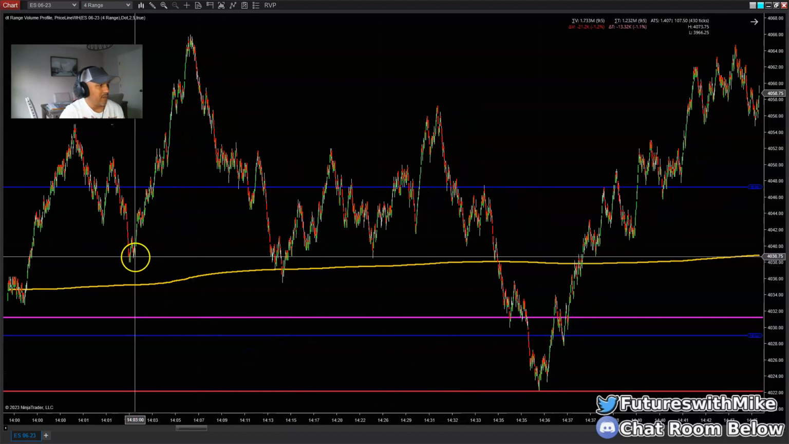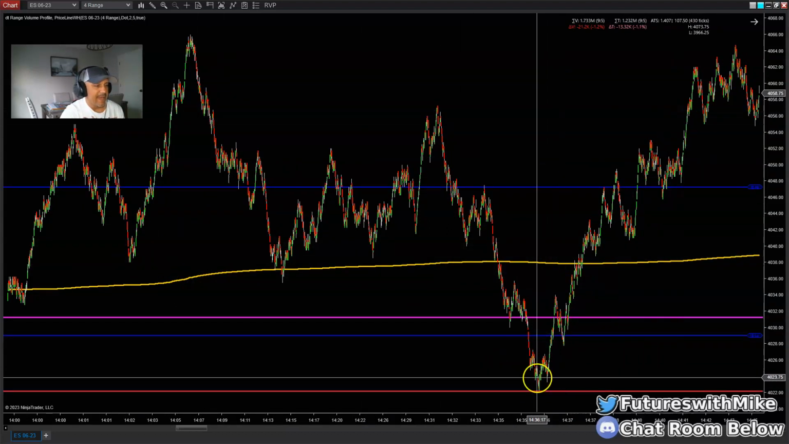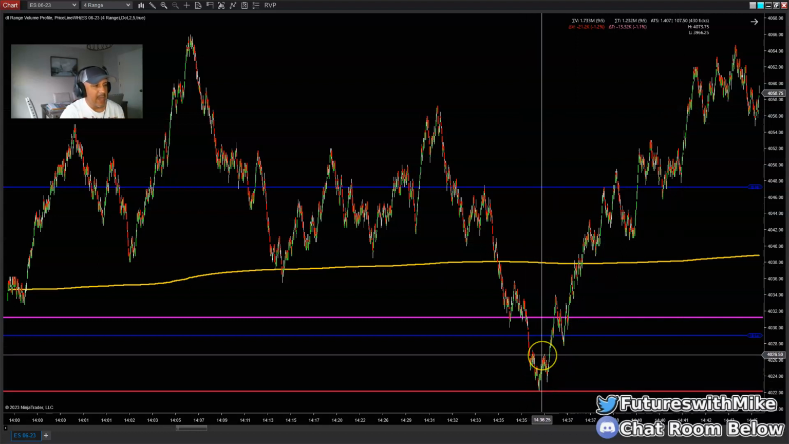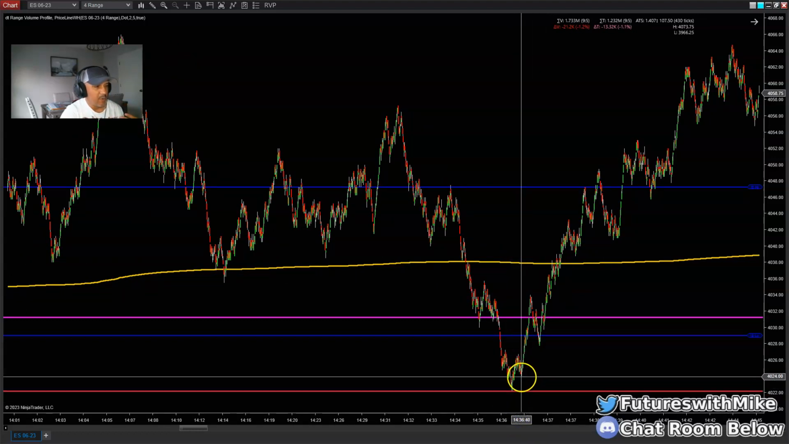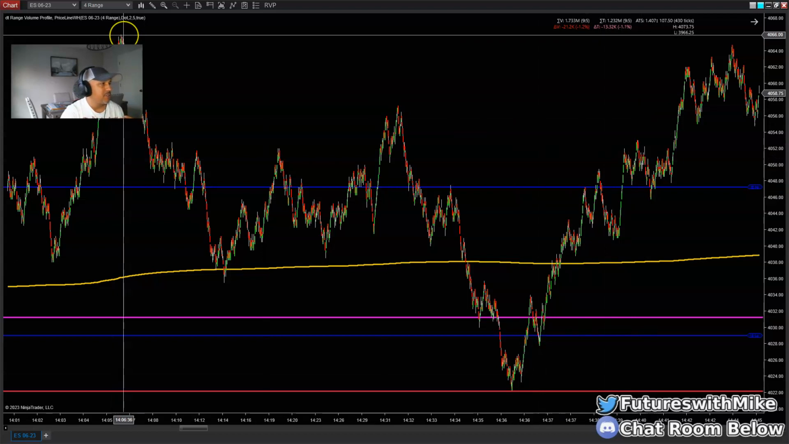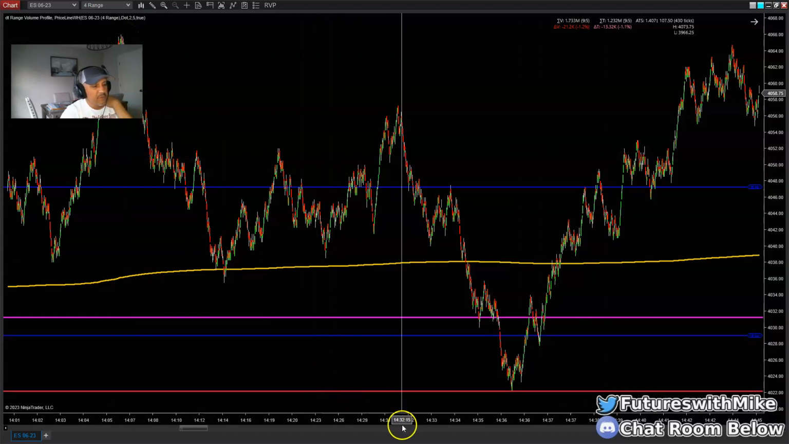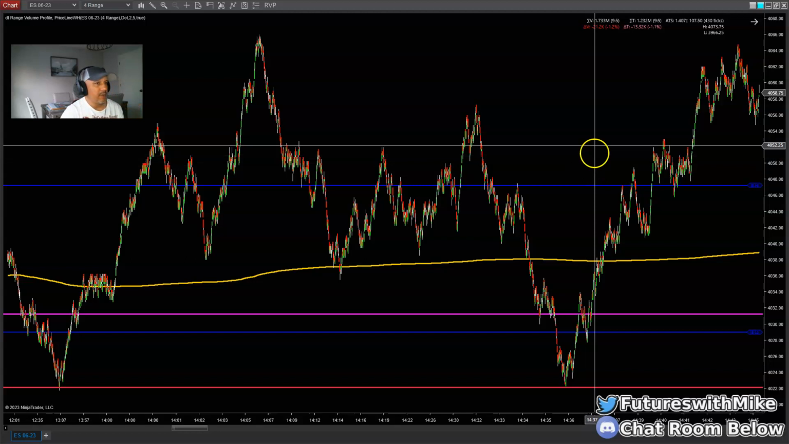It took out liquidity right here. Price moves back to the demand zone, boom, takes off after we get a break in the opposite direction, meaning a change in the direction of the market. All right, pulls back, I'm going long, and price goes all the way back up here to 4,066. So that was a good, qualified, high probability setup, okay?